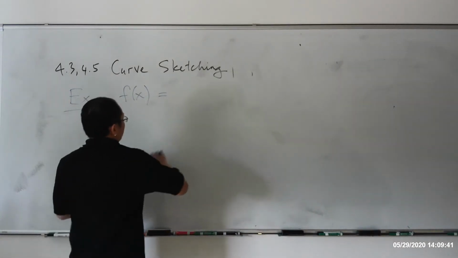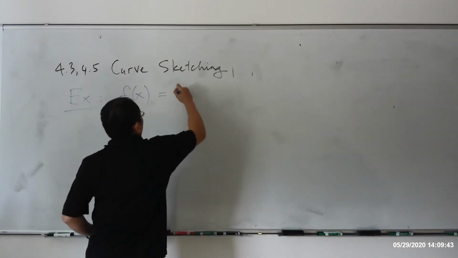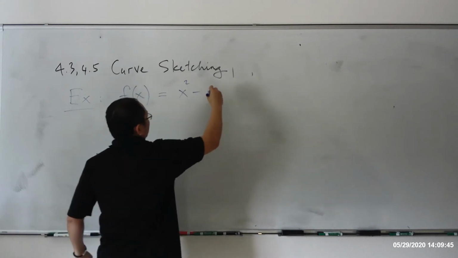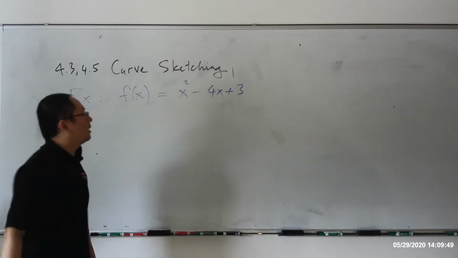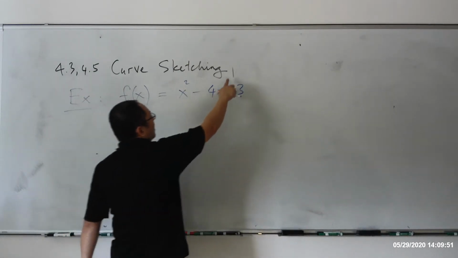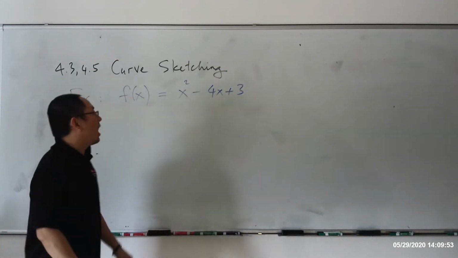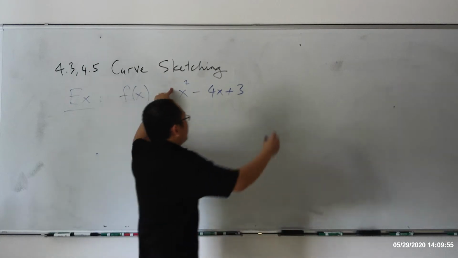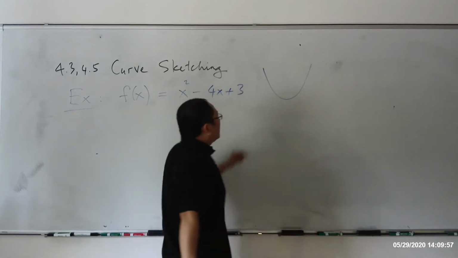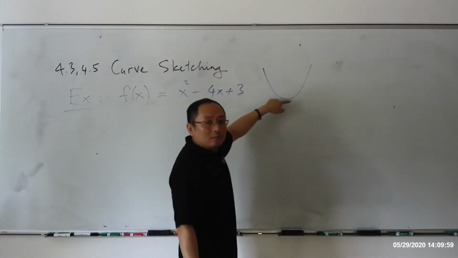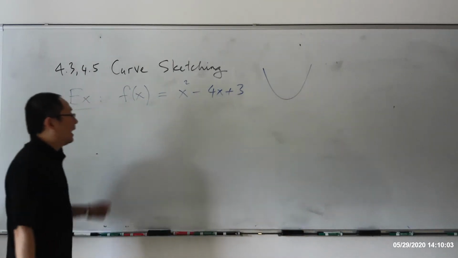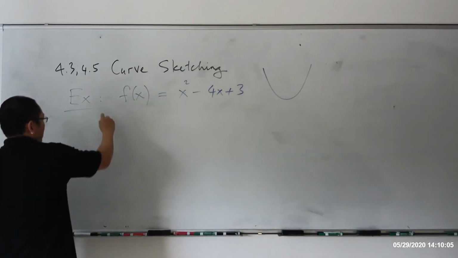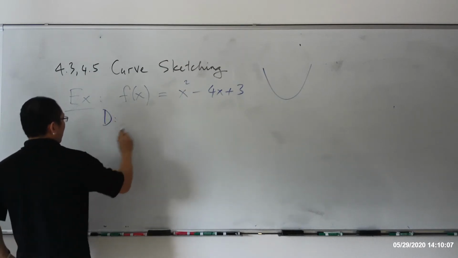f of x equal to x squared minus 4x plus 3. I say it's easy because you guys learned about this function already. This is a quadratic function. The graph would be a parabola with positive leading coefficient, so it's going to open upward. So it's going to be decreasing, hit the bottom, a local minimum, and then increasing, concave up all the time, right? Now let's see how it works. Let's circle the domain. The domain is all real numbers.